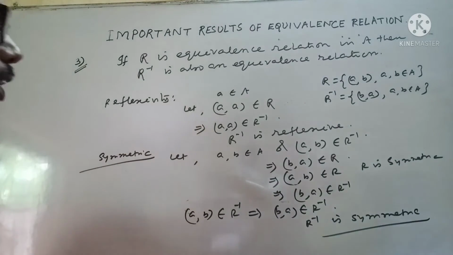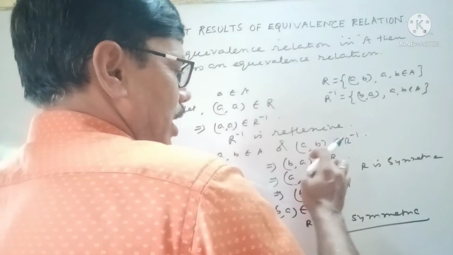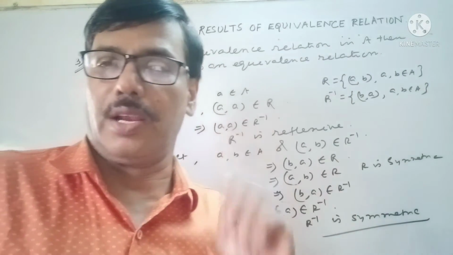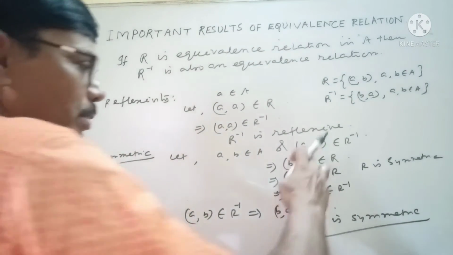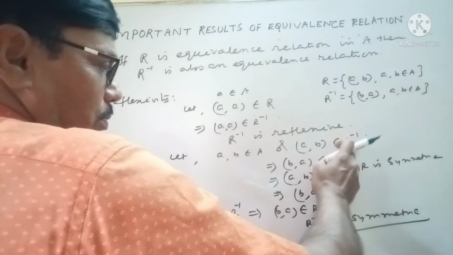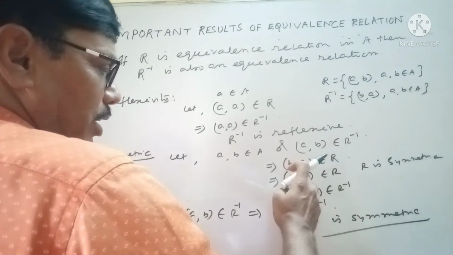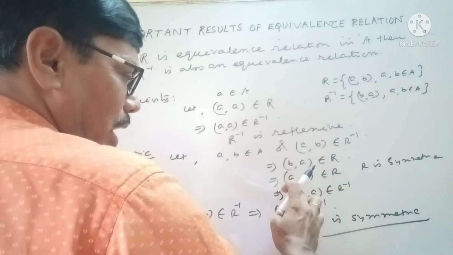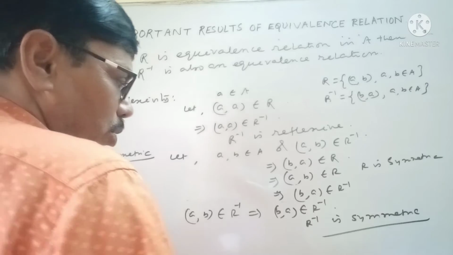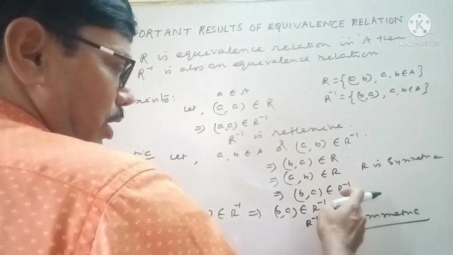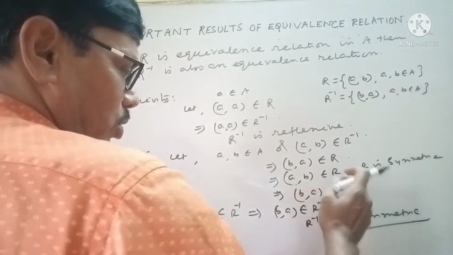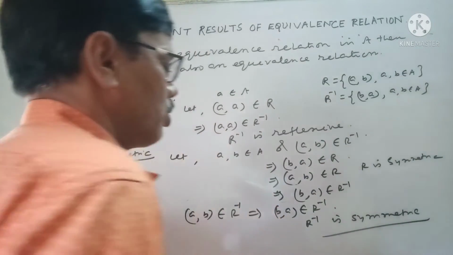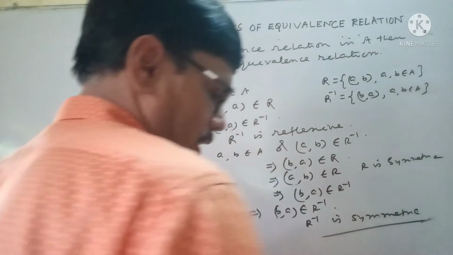Listen again. (a,b) belongs to A and (a,b) belongs to R inverse. We have to show (b,a) belongs to R inverse. From the definition of the inverse relation, the reverse ordered pair belongs to R. Now, R is symmetric, therefore (a,b) belongs to R. So from the inverse relation, (b,a) belongs to R inverse. So R inverse is symmetric.